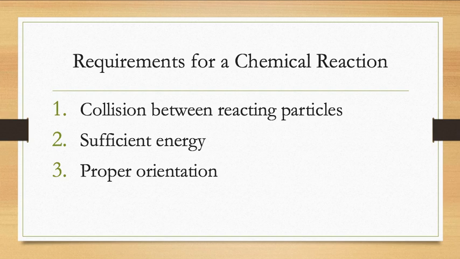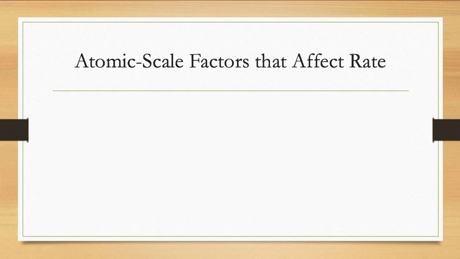Okay, so you might have a negative side to one molecule and a positive side to another molecule. But if the two negative sides of the molecules are colliding with one another, they're going to repel each other, and that's not going to produce a reaction. So they have to be oriented in the right way for a reaction to occur as well. So then what are going to be the atomic scale factors that affect rate? If that's what we need for a reaction to happen, what's going to make a reaction go faster or slower?